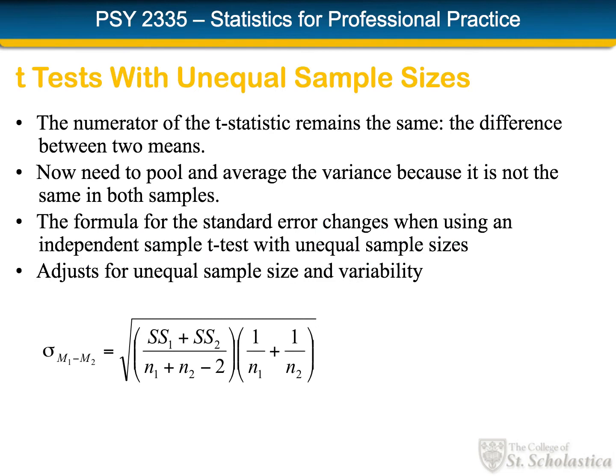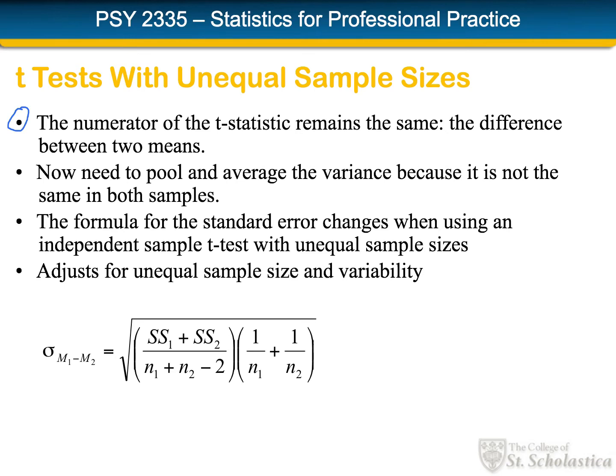What happens when our t-test has two samples and the samples are not equal sizes? Well, first, the numerator of our t-statistic is going to remain the same because we're comparing those two means no matter what we know about the variances. But we do have the possibility that we might need to pool and average the variance because it's not the same in both samples. So the formula for the standard error changes. That's in the denominator, or the lower part, of the t-test equation.